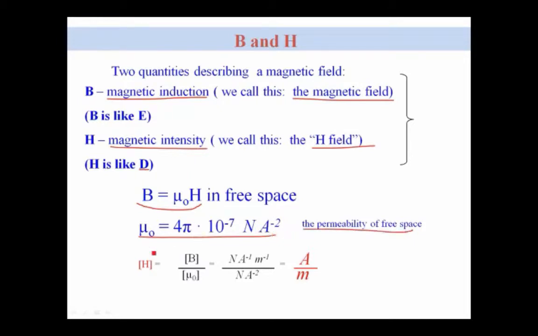So we can quickly get the units of H by just dividing the units of B by the units of mu0. That's what I've done here. And so the units of H are equal to amperes per meter.